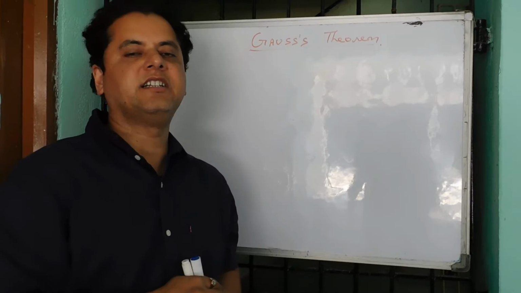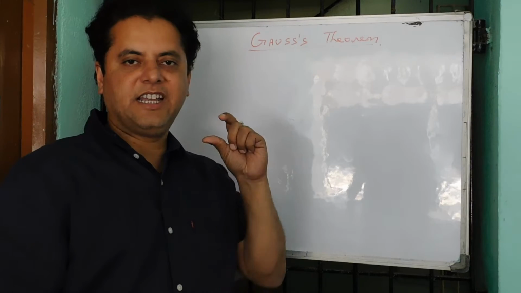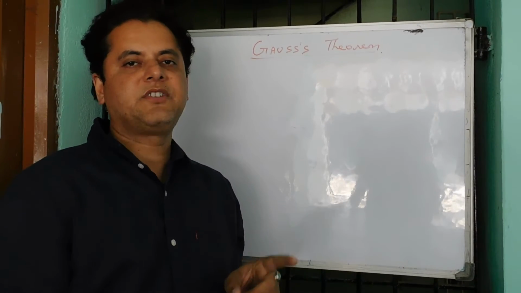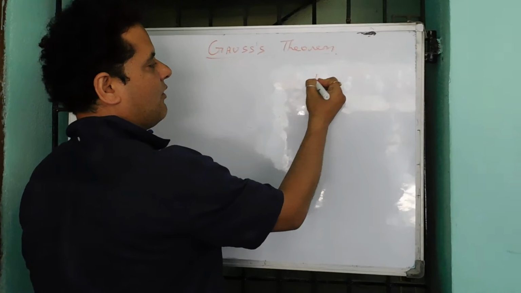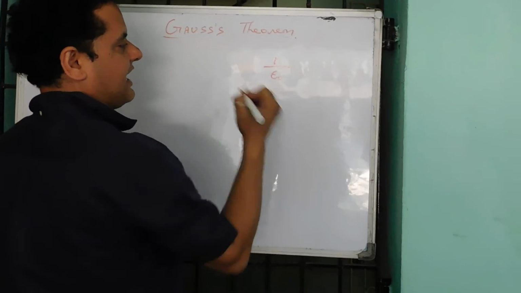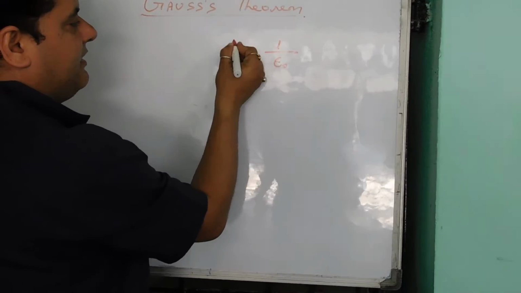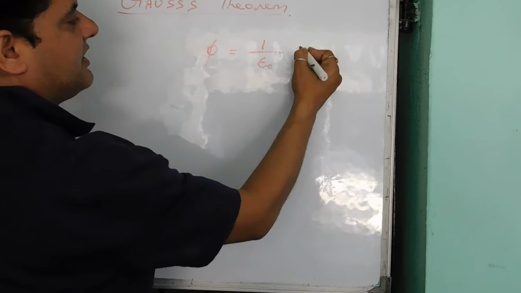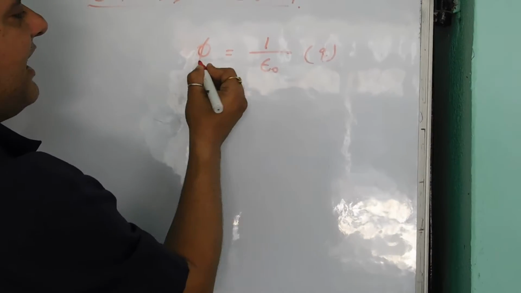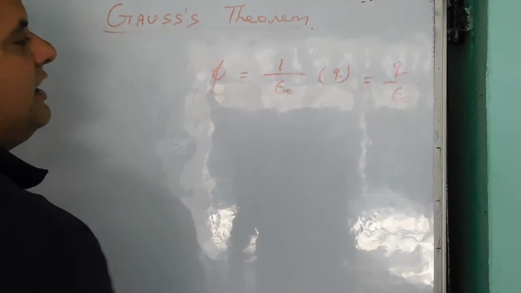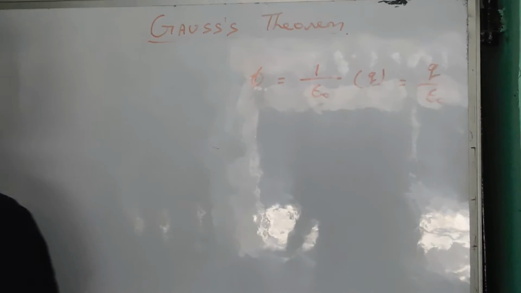Its statement is: phi, that means electric flux, is equal to 1 by epsilon naught times the total charge enclosed. That means if we have the charge enclosed as q, then phi is equal to q by epsilon naught.